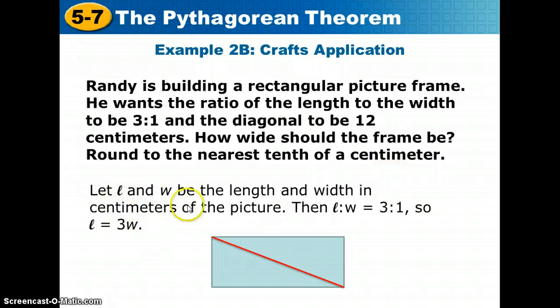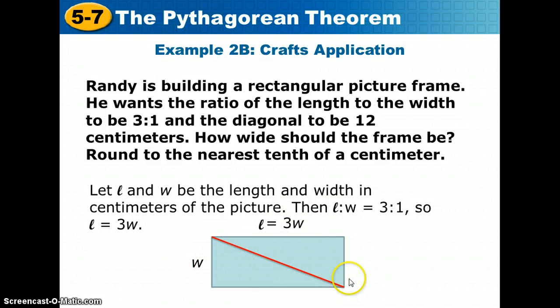So we're going to let L and W represent the length and width in centimeters. So L is the length, W is the width. But if that ratio is to be 3 to 1, I can express the length in terms of the width. So I can call the length 3W instead of calling it L. Well, that gives me an expression for width and length all using the same variable, so I don't have two different variables needing to do a system of equations. We don't have to do that when we just use W and 3W for those dimensions.